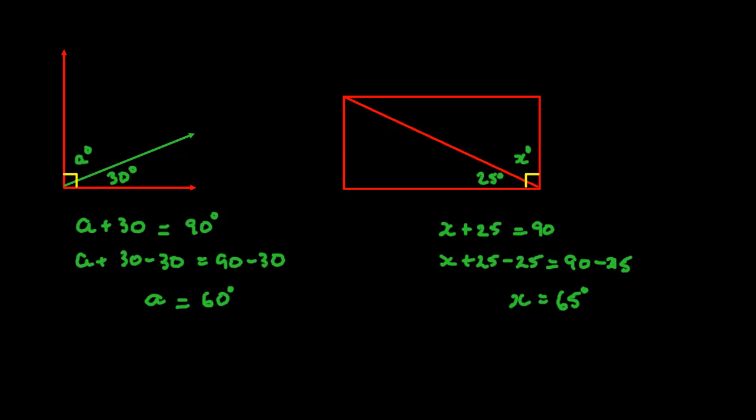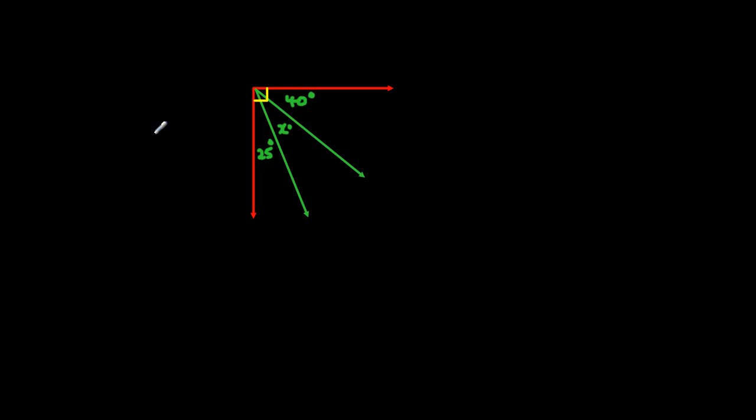Our final type of question is when more than 2 angles add up to be equal to 90 degrees. These are all complementary angles because they add up to 90 degrees. So what we've got is x plus 40 plus 25 all equaling 90 degrees. So let's add 40 and 25 together. 40 and 25 give us 65 degrees. We know that those add up to 90 degrees. That's the x, the 25 and the 40 equal 90.